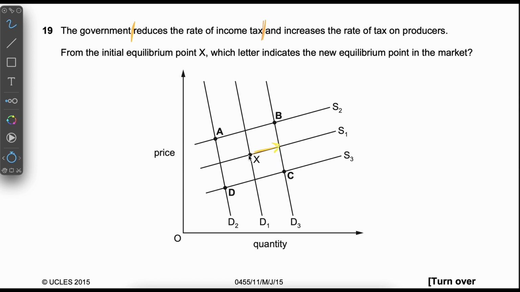Okay, so we move from point X to the middle of point B and C, and increases the rate of tax on producers. We spoke about it a bit earlier. If you increase the rate of tax on producers, this is essentially increasing the cost for producers. So that is going to decrease supply in the economy. So it's going to shift the supply curve to the left. We will then be left at point B.